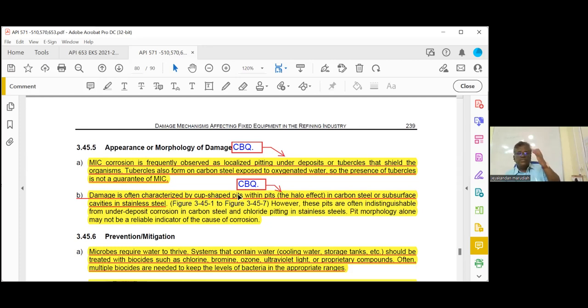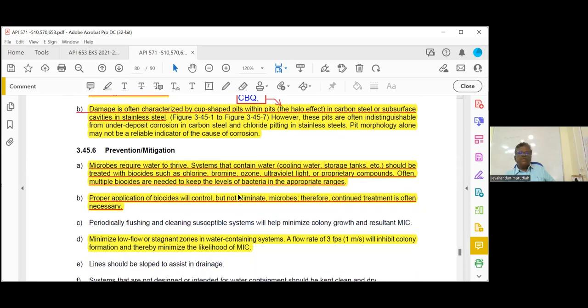That's also important. Prevention. Microbes require water to thrive. Systems that contain water should be treated with biocides such as chlorine, bromine, ozone, ultraviolet, or proprietary compounds. Often multiple biocides are needed to keep the levels of bacteria in the appropriate range. Proper application of biocides will control but not eliminate, so it will be a temporary arrangement only. Therefore, continued treatment is often necessary.